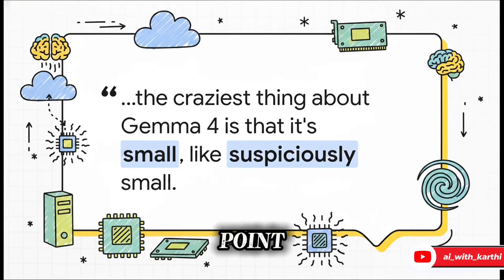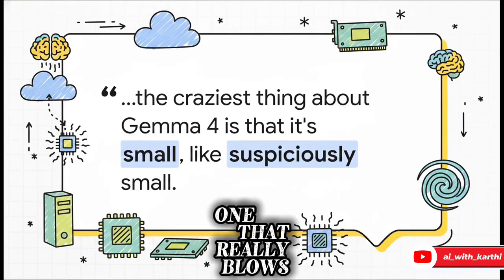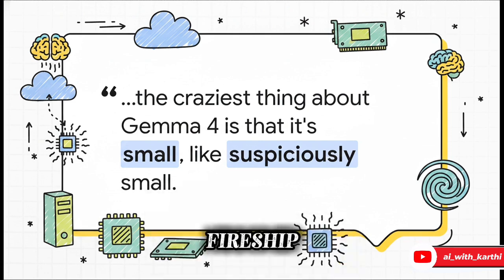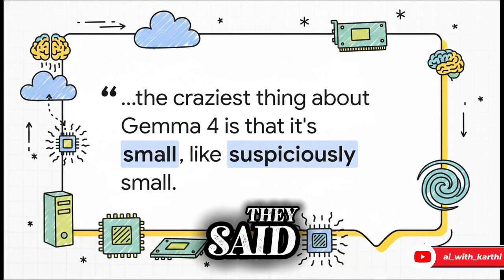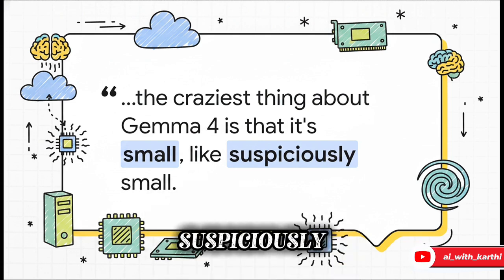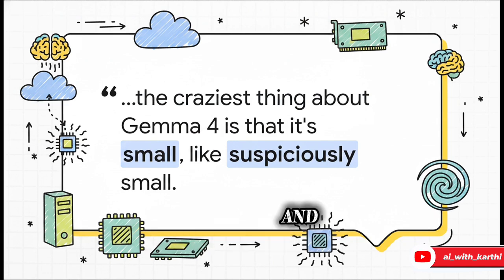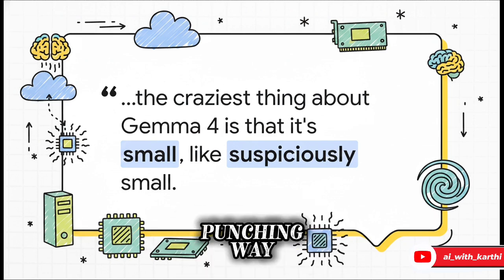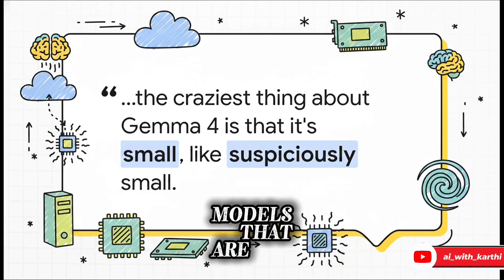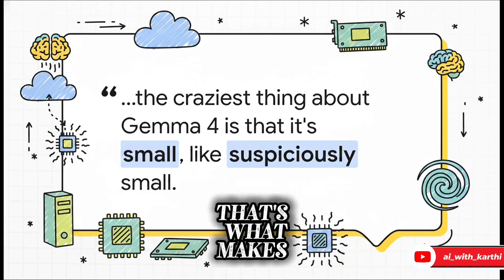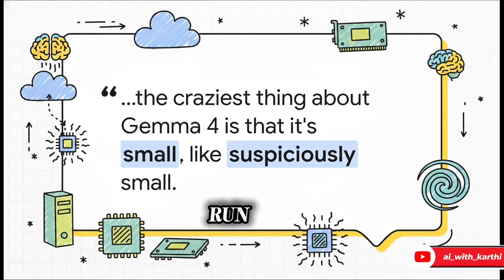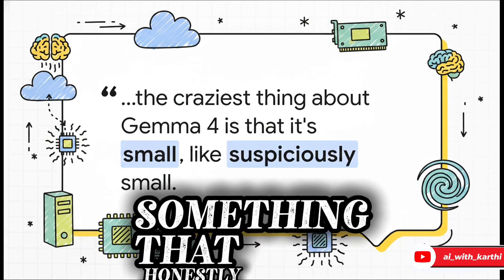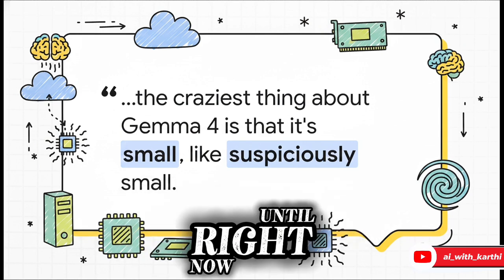And the last point, this is the one that really blows my mind. The YouTube channel Fireship said it best. They said, Gemma 4 is, and I quote, suspiciously small. And that's because these models are punching way, way above their weight. They're delivering performance that competes with models that are many times bigger. That's what makes them so efficient, that you can run them on a regular computer, something that honestly seemed pretty much impossible until right now.